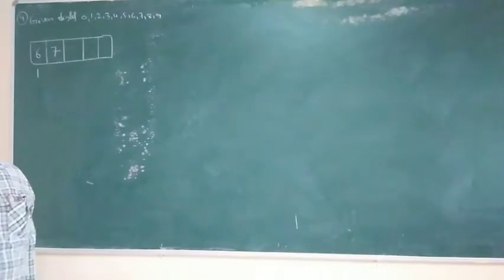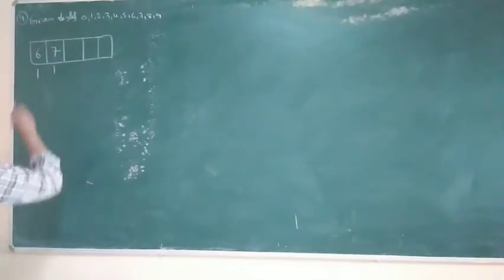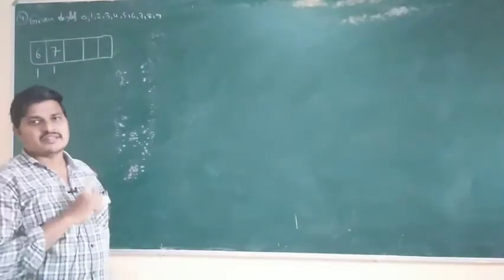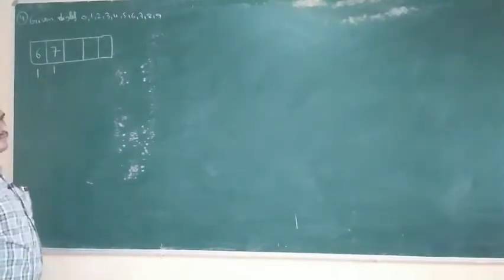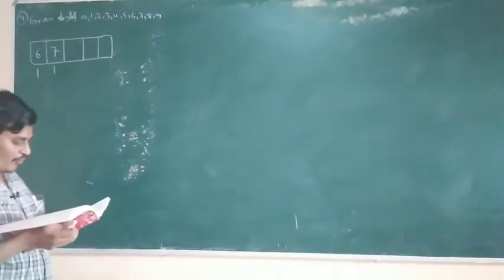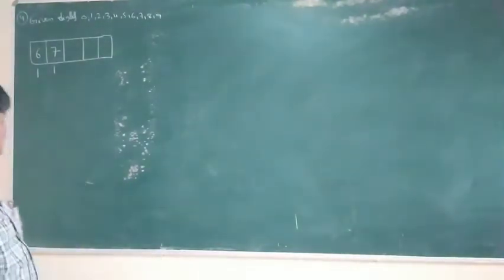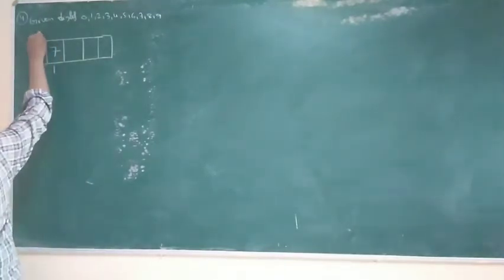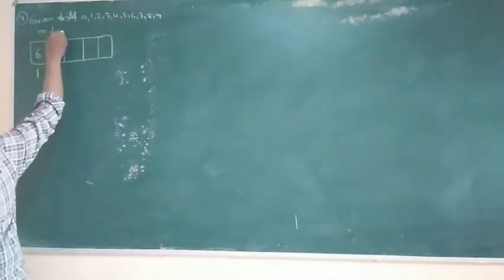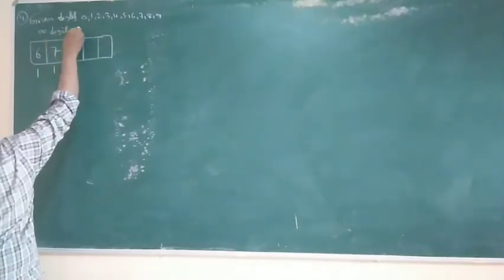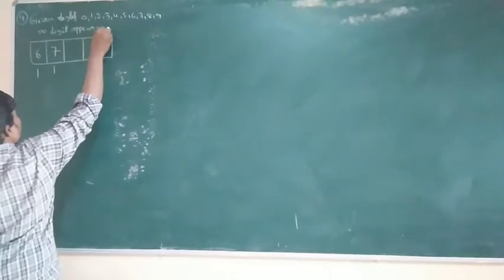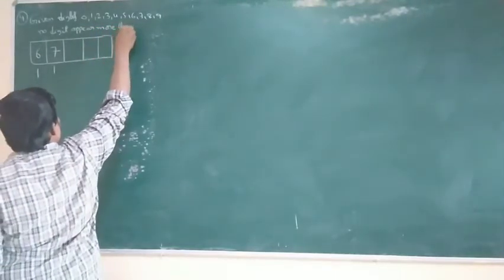So only one way, because the first place is always 6. The second place is always 7. So there is no other way, only a single way. So the first number is one way. No digit appears more than once, so repetition is not allowed.